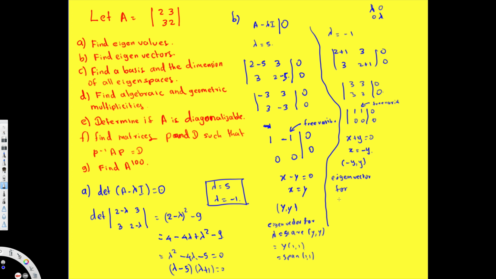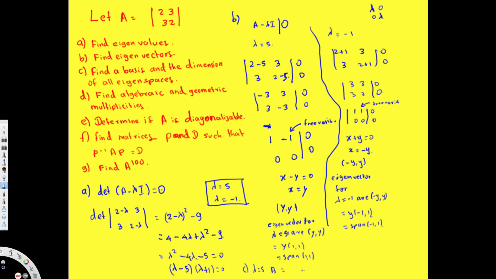Therefore the eigenvectors for lambda equal to minus 1 are (minus y, y), and we can write it with y common, so it's y times (minus 1, 1), and we can also write it as span of (minus 1, 1). So this is the answer for the second question. And the third question is asking to find the basis and the dimension of all eigenvectors.